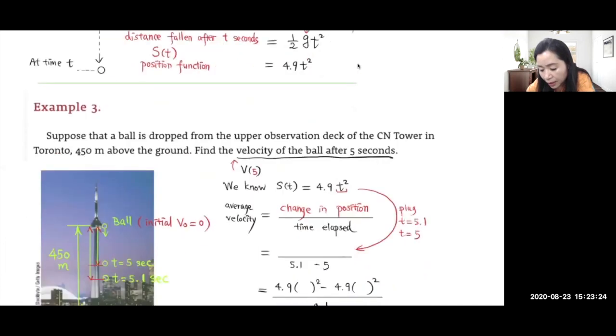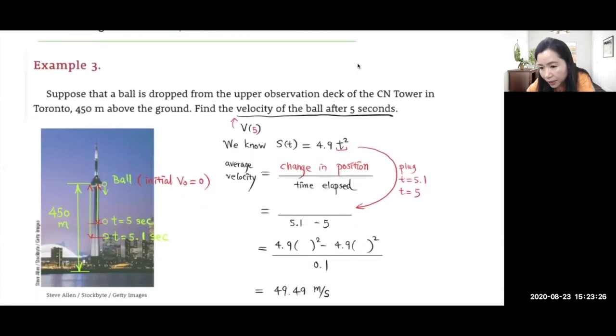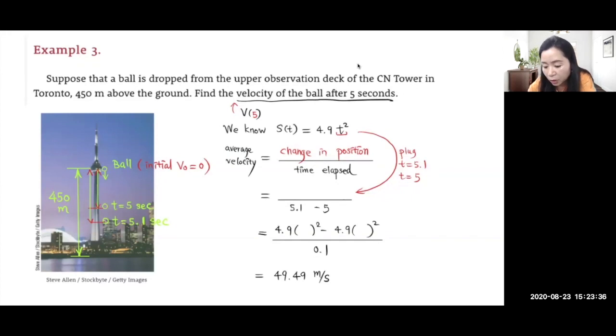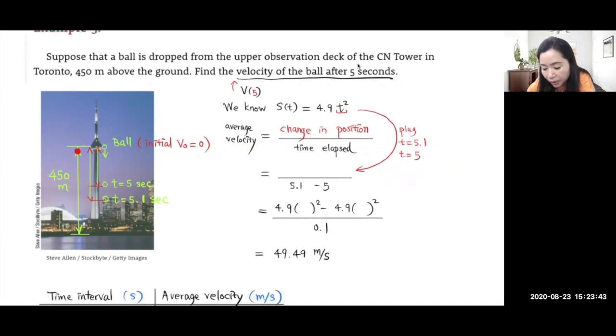Now, in this next example, we're going to talk about the instantaneous velocity. Suppose a ball is dropped from the upper observation deck of the CN Tower in Toronto, 415 meters above the ground. We try to find the velocity of the ball after 5 seconds. So say here's 5 seconds. What will be the instantaneous velocity at that moment?